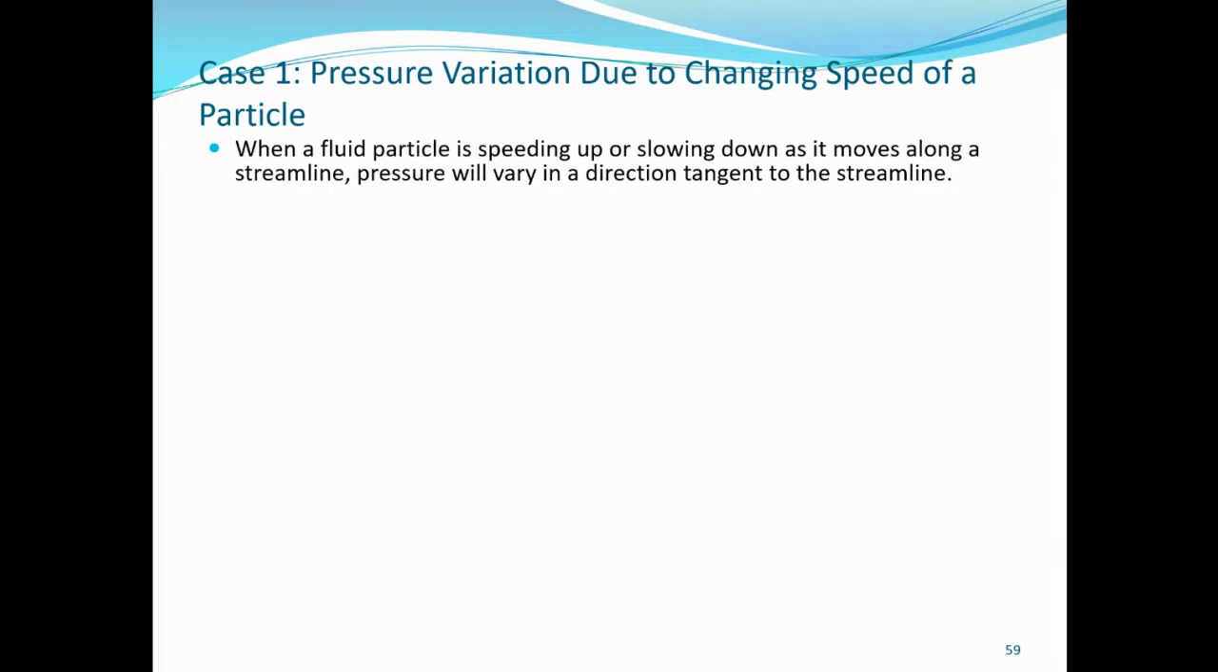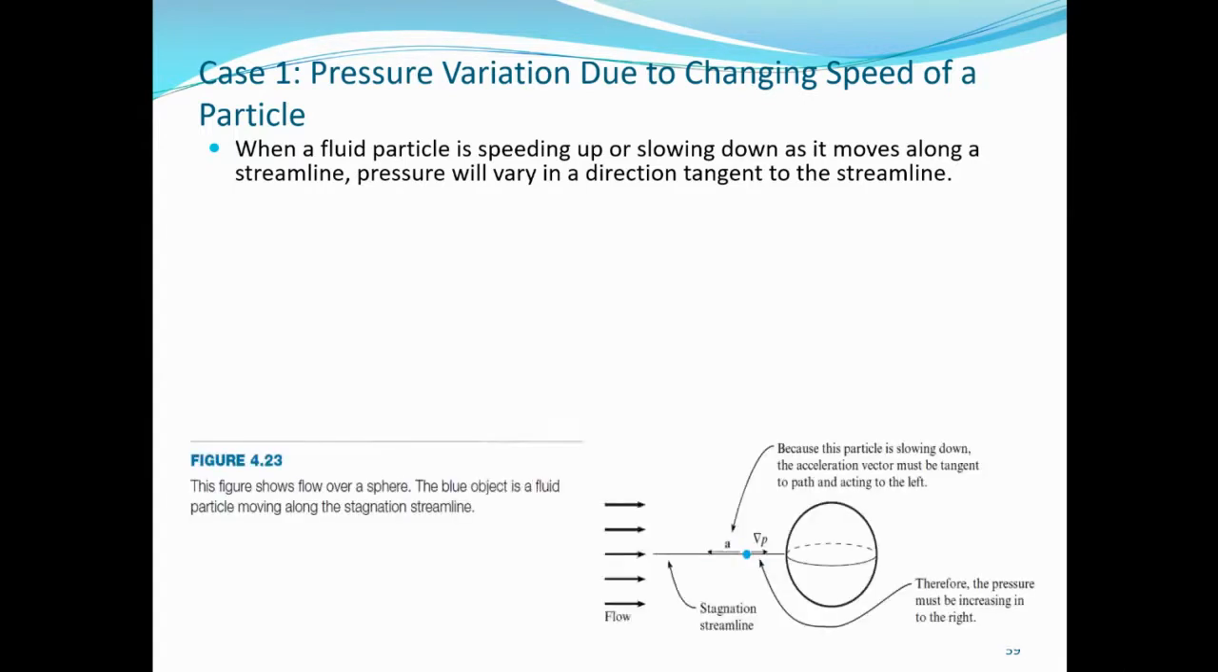Okay, so when you have a fluid particle speeding up or slowing down as it moves along a streamline, that is, the line in which the velocity vector is always tangent to that line. And normally, as we always mention for steady flow, streamline corresponds to the path line. That is the path traversed by individual fluid particles, at a given point. Pressure will vary in a direction tangent to the streamline, okay? Pressure will vary tangent to the streamline.